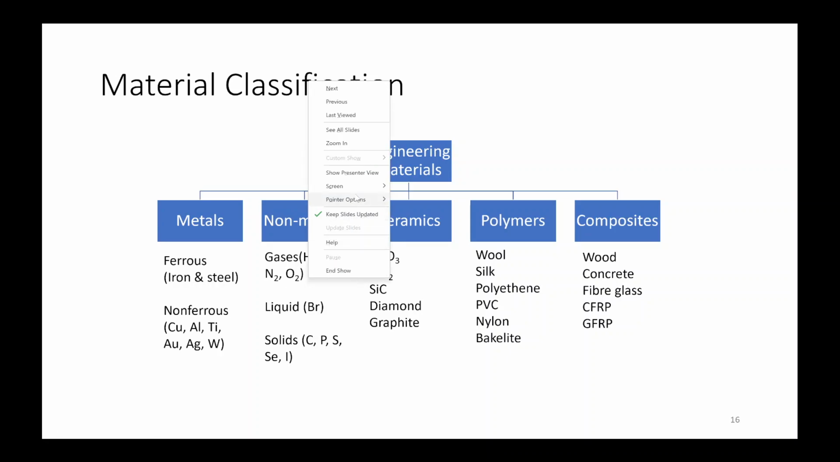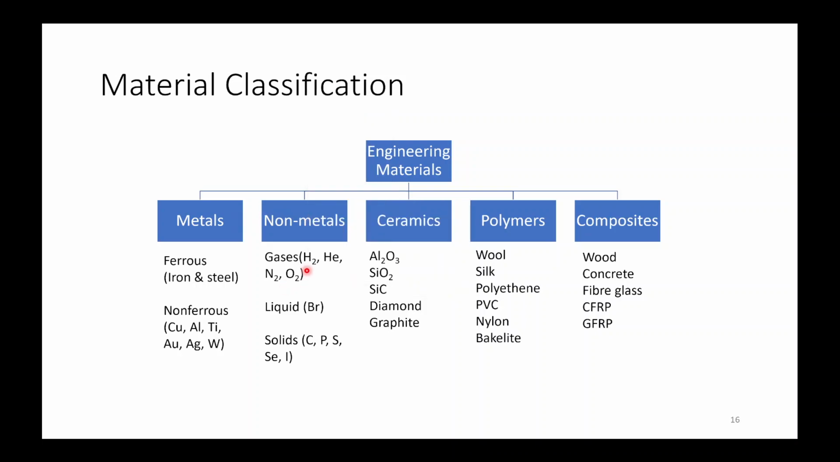In case of non-metals, these can be in different states: gaseous, liquid, or solid. In the gaseous state, hydrogen, helium, nitrogen, and oxygen are some non-metals. In case of liquid, bromine. In case of solids, carbon, phosphorus, sulfur, selenium, and iodine. These all are non-metals which are in solid form.